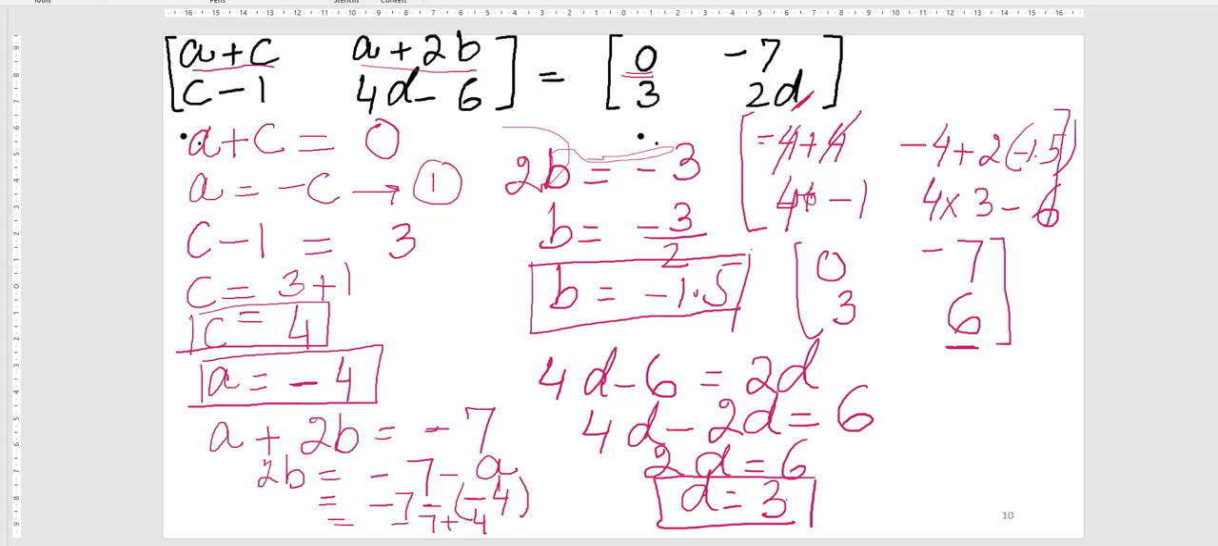C, and D. So in this lesson, you have learned about the matrices, the order of matrices, how you can say that two matrices are equal.